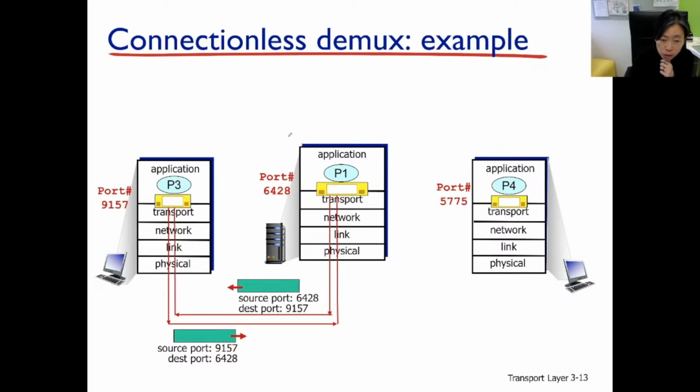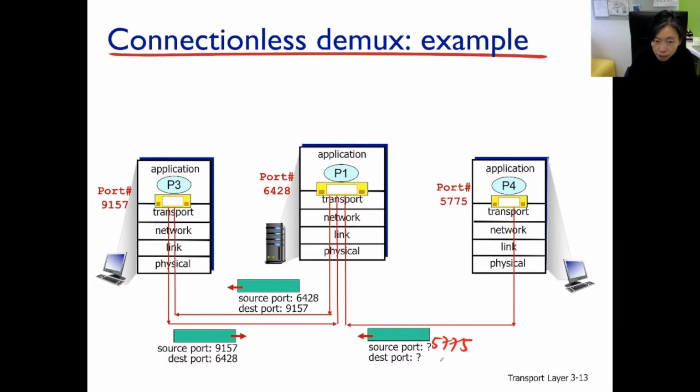The return messages, the replies from the server, will carry the source port number being the server's port number and the destination port number being the original request sender's port number, 9157, the client's port number. So you see how P1 can generate the reply. The port numbers are essentially the reverse of the requests. Now, if there's another request coming from P4, what is going to be the source port number?